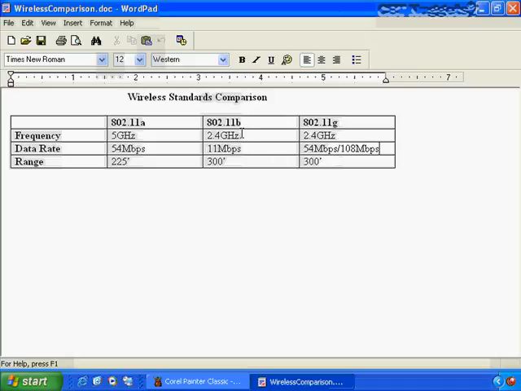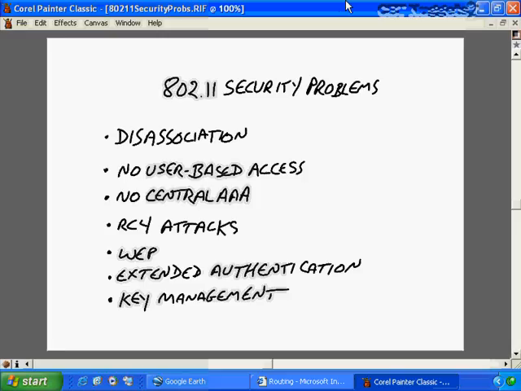But 802.11b is still in an awful lot of small businesses and homes. Don't see it in too many large corporations, but they are out there. The range, 225 feet. Most of these go pretty far. We'll see in a little while how you can go really far with the right equipment. All right, let's get right to it.